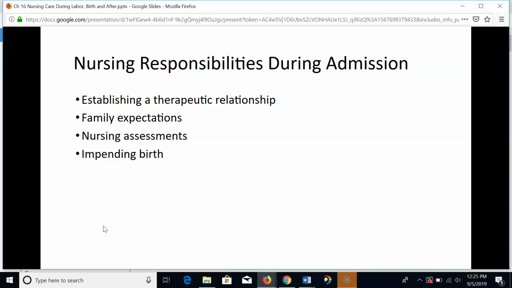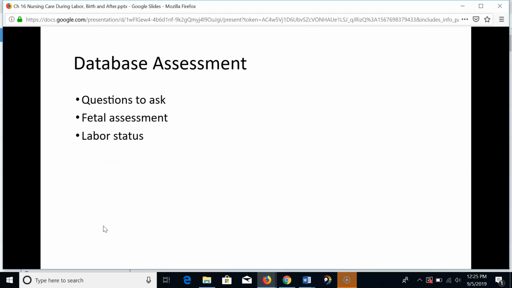Sometimes a woman can enter the OB unit with impending birth. She's ready to deliver. You still must place the fetal monitor on, and you would do a vaginal check to determine how close birth is and notify the provider. The rest of the assessment information will be gathered as needed and time allowed.